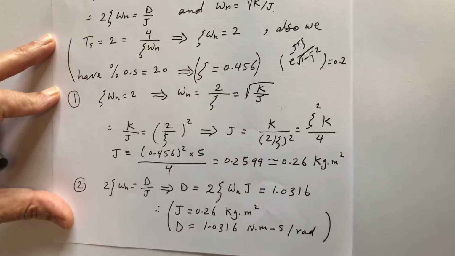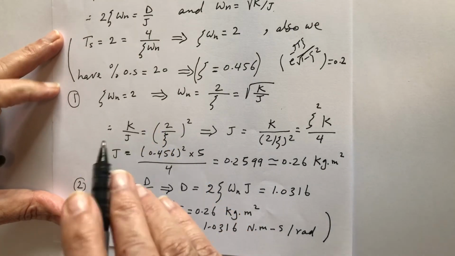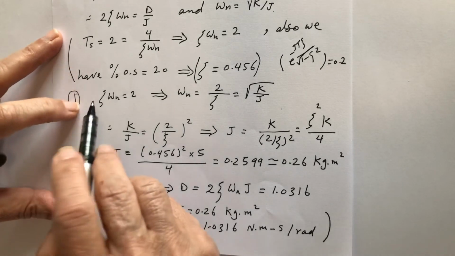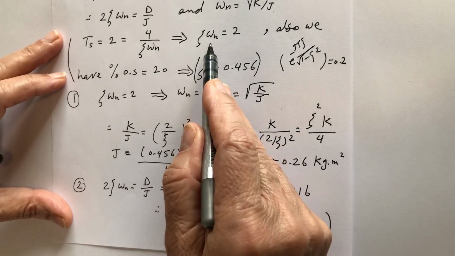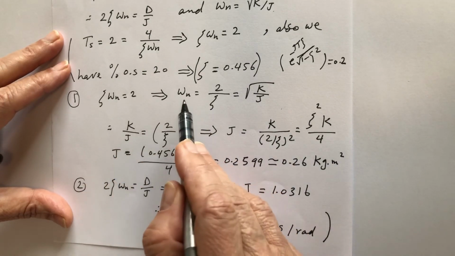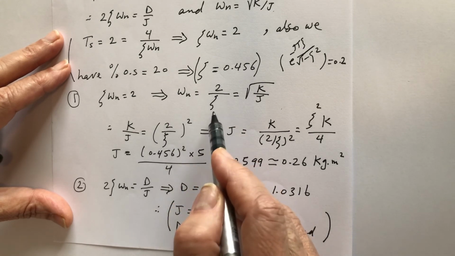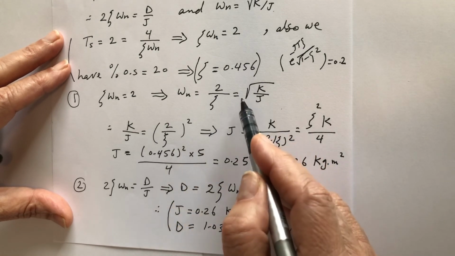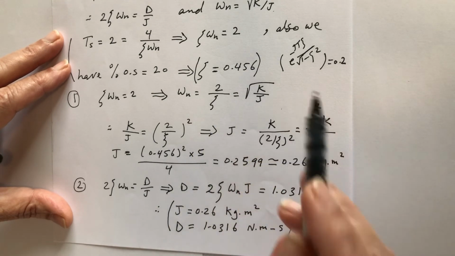This is the data which I have, which is given to me: percent overshoot and settling time. So from the percent overshoot I get zeta. From the settling time I get zeta omega n. From zeta omega n equal to 2, I get omega n equal 2 over zeta, and it equals the square root, omega n equals K over J under the square root.